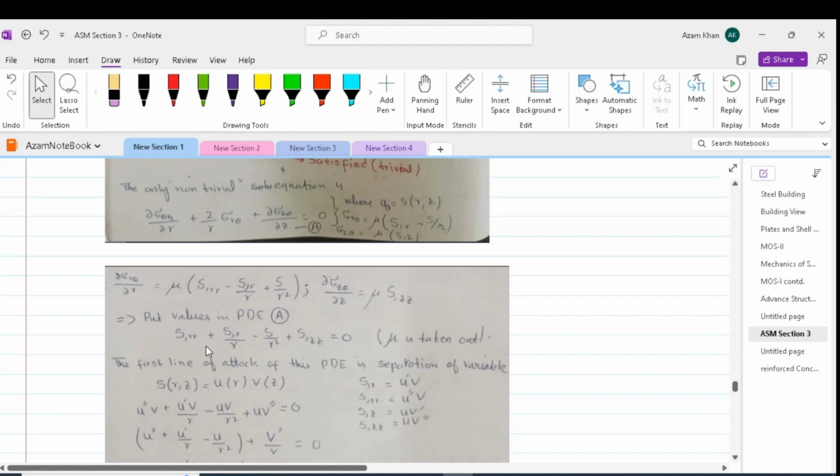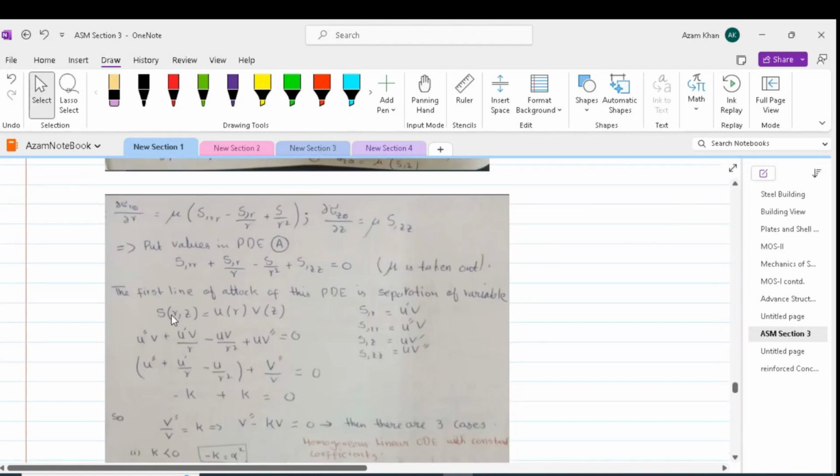Now, this is clearly a partial differential equation. We commonly use the separation of variables technique to solve partial differential equations. So we have a function s of variables r, z equal to u of r times v of z. Thus, we have separated this function into two variables. One variable is u of r, so it is exclusively dependent on r, and the variable v is exclusively dependent on z.